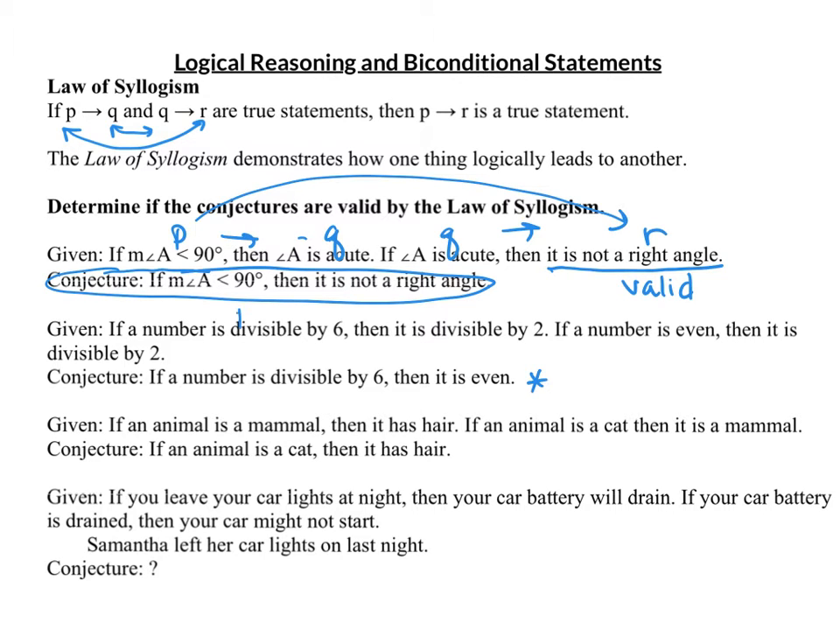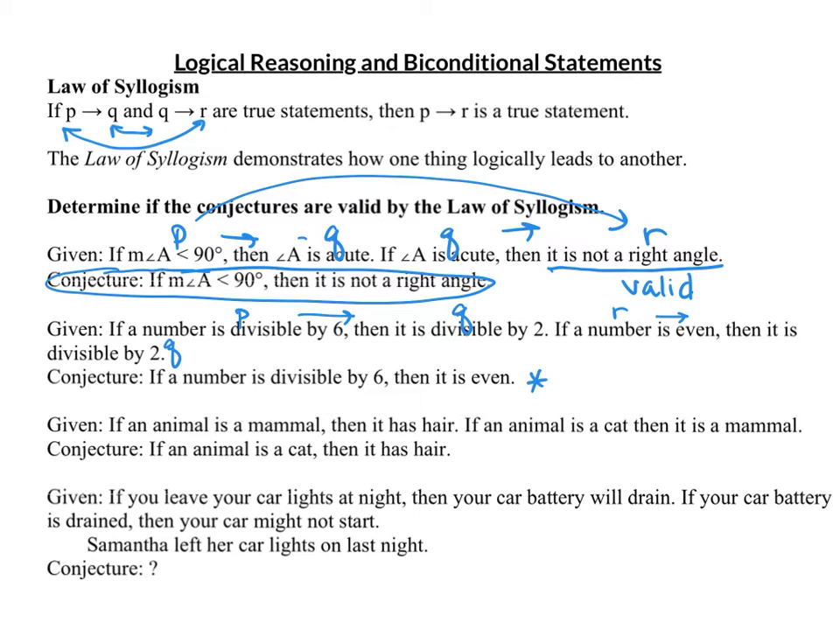So if I consider this my P, if a number is divisible by 6, then it is divisible by 2. There's my Q. And then I have a problem. I have something different that hasn't been talked about. So that'd be like an R. And then there's divisible by 2 after that. There's my Q. So we've got a problem here. We don't have the one thing follows another. It doesn't follow the law of syllogism.